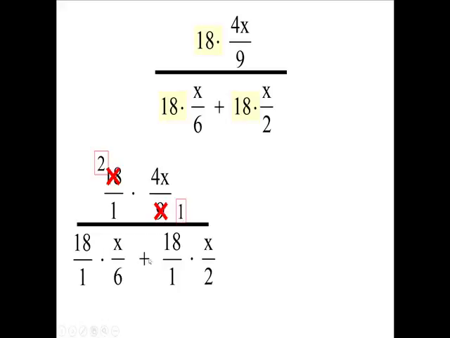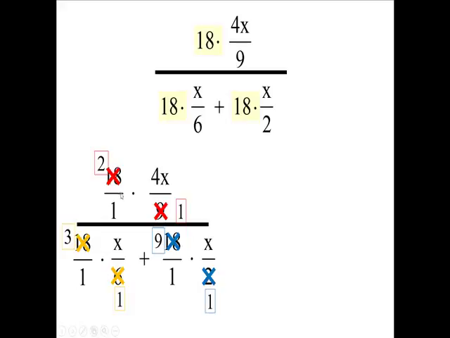So now we're going to take the 18 and the 6 down here and do the same thing. We're going to reduce it by 6. So we're going to reduce these two. You're going to divide this by 6. You're going to get 3. This divided by 6 is 1. And then we're going to divide both of these by 2. 18 divided by 2 is 9. 2 divided by 2 is 1.